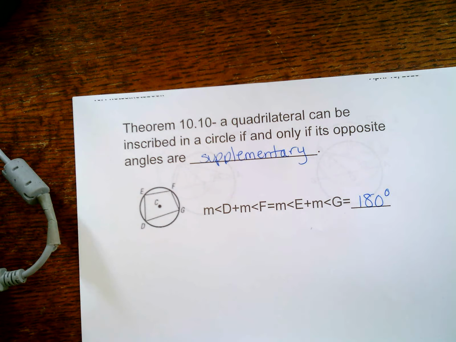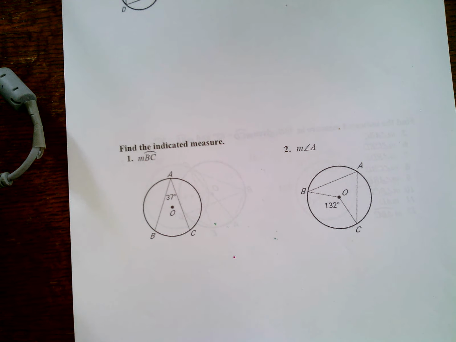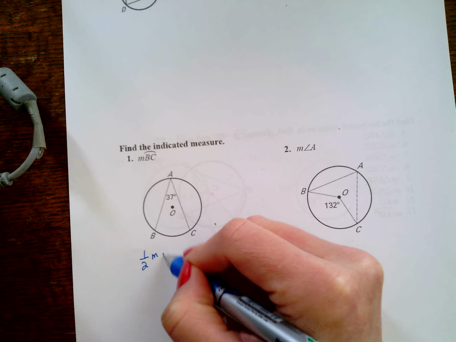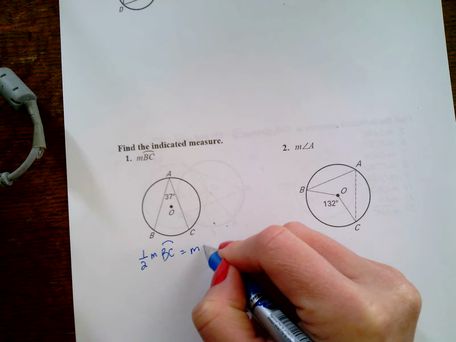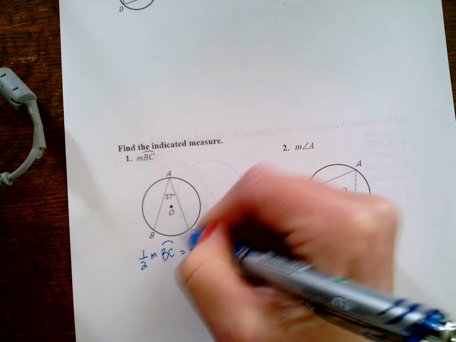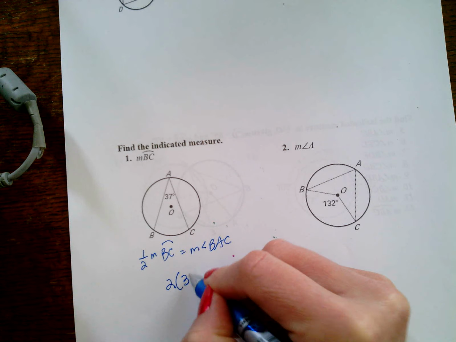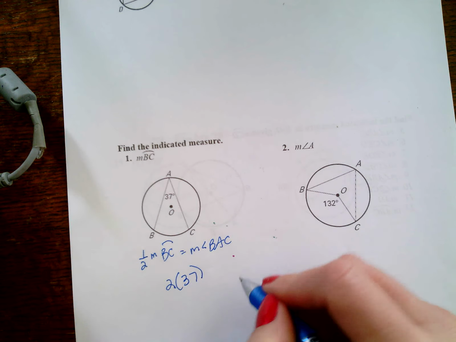Okay, so now let's apply it. Let's find the measure of arc BC. Well, I know that half the measure of arc BC equals the measure of angle BAC. Right? So this is half of that arc. So if I double the measure of angle BAC, I will get the measure of arc BC. So 74 degrees.